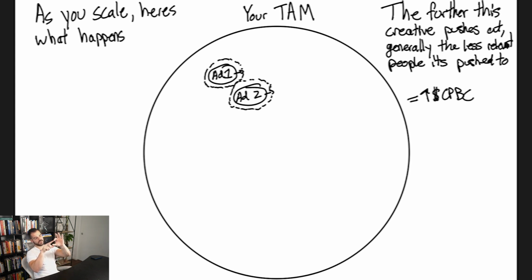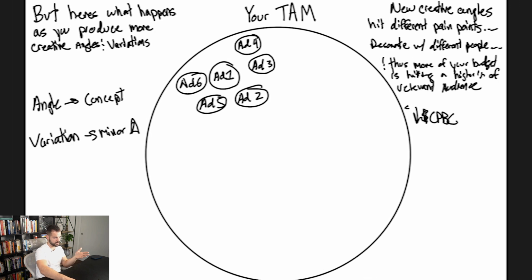And then eventually, as you expand, whether through duplicating it or through vertically increasing the budget, your cost per book calls are going to go up, right? So I don't really like to scale this way. The way I like to scale is just through more creative angles and variations.